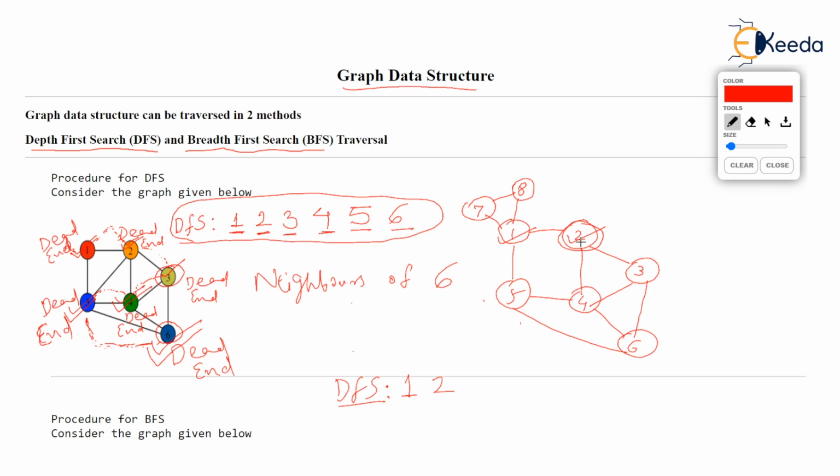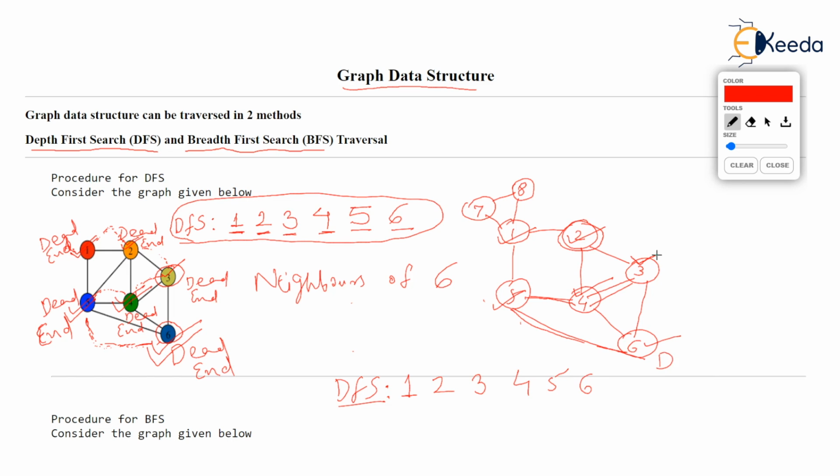If you process 2, who are the neighbors of 2? Neighbors of 2 are 1, but it is already visited. 3, yes, this is the least numbered neighbor among 3, 4 and 5. So 3 will be visited next. I hope you got it. So 3 is marked and printed. Similarly, from 3, you will go to the least numbered neighbor, which is 4. 4 is done. From 4, the least numbered neighbor is 5, which is not visited. 5 is done. From 5, the least numbered neighbor is 6. 6 is done, but 6 is a dead end.